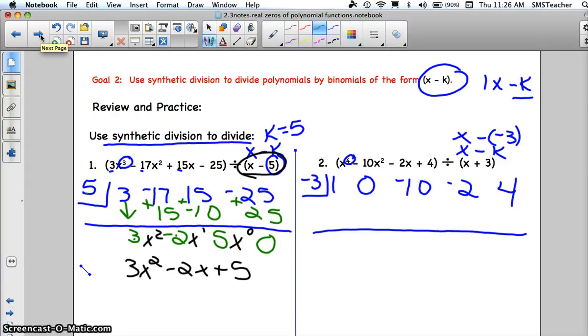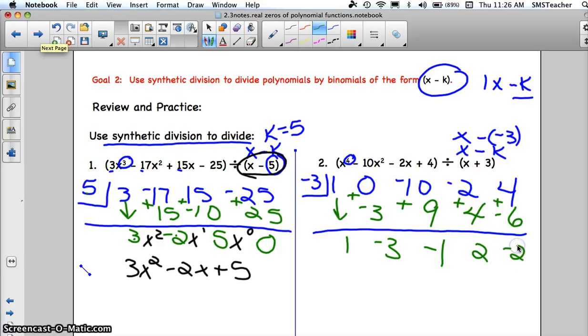Remember, with synthetic division, we bring down, multiply 1 times negative 3, then we add, multiply negative 3 times negative 3, we add, we multiply negative 1 times negative 3, we add, multiply 2 times negative 3 is negative 6, and we add, and we now have negative 2.